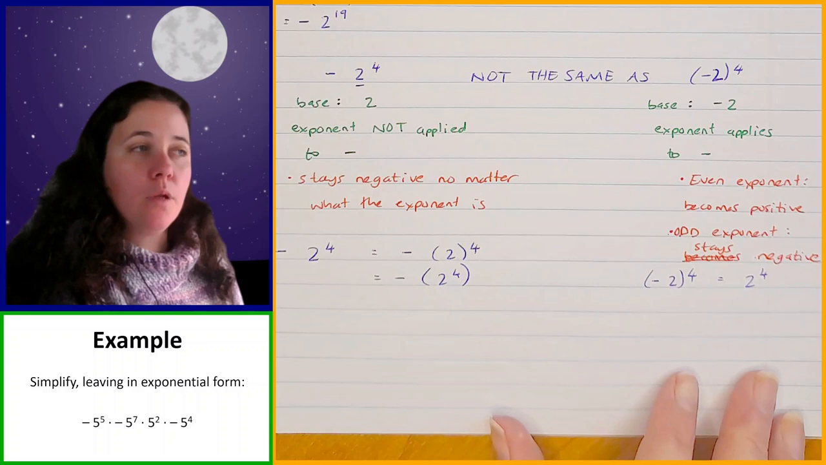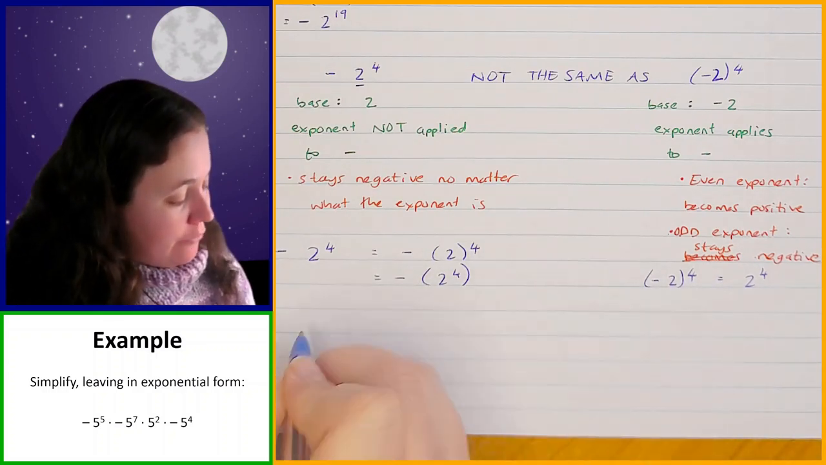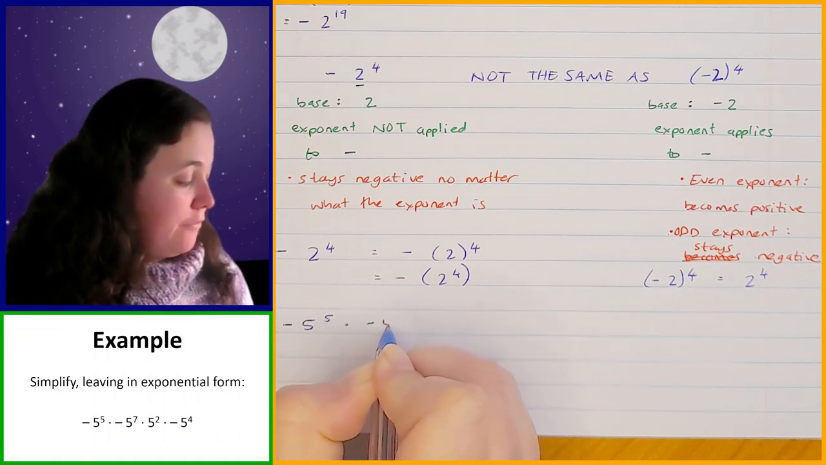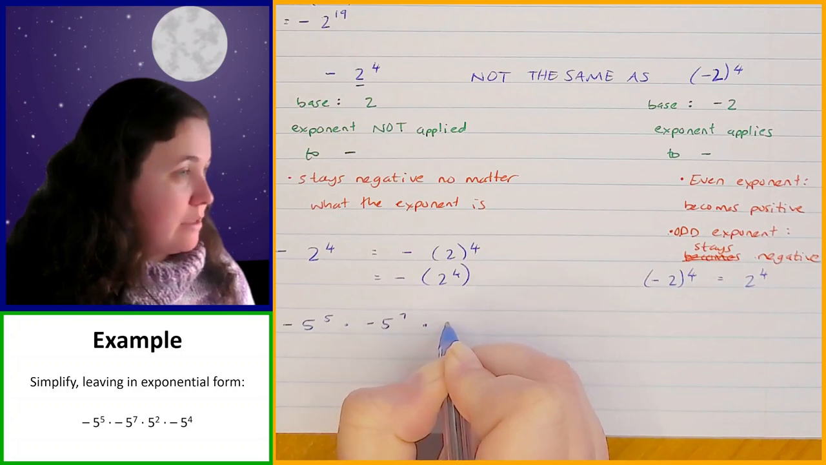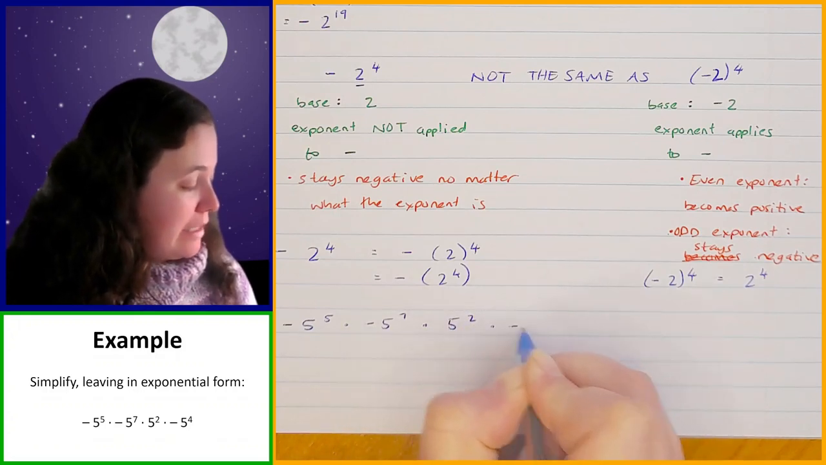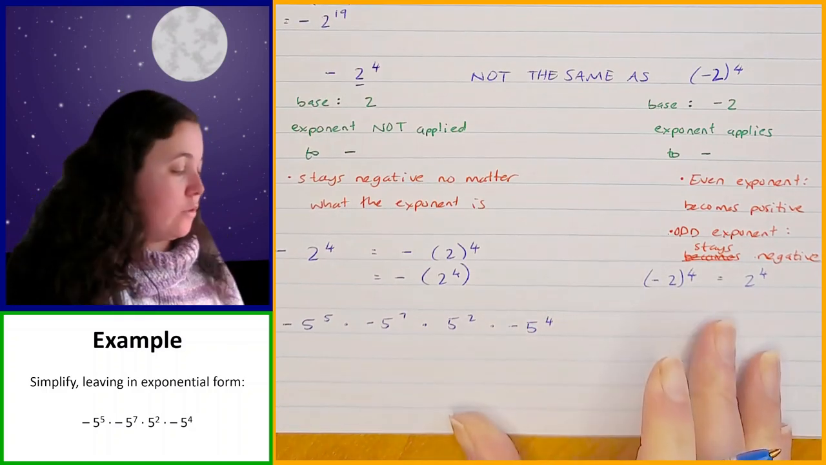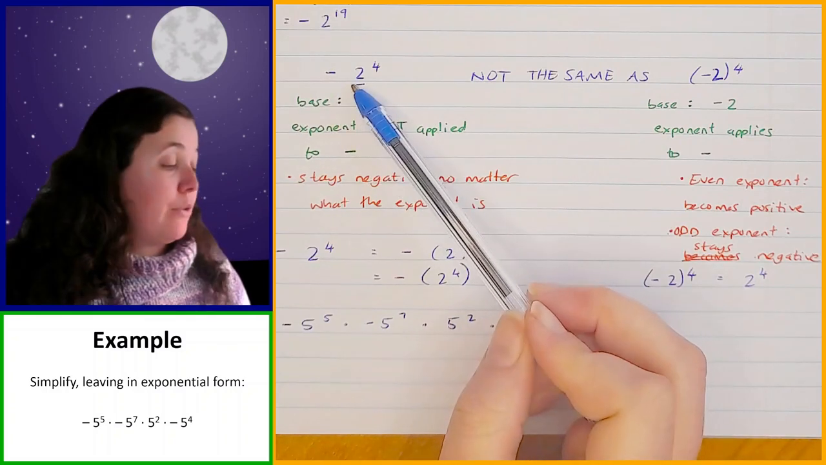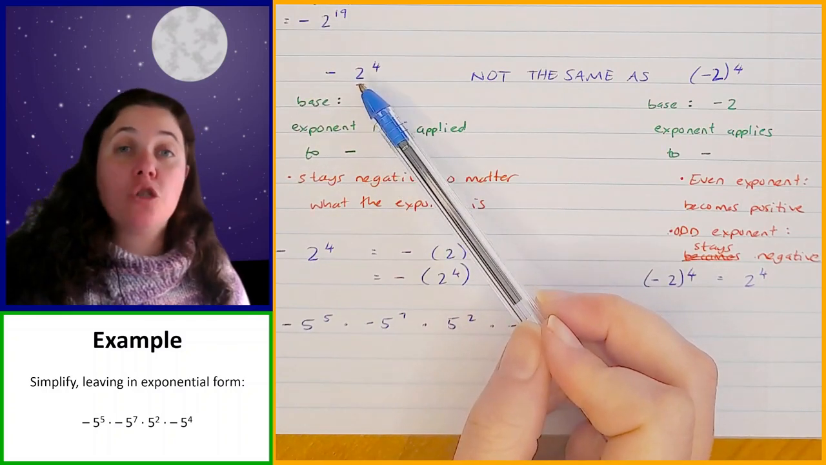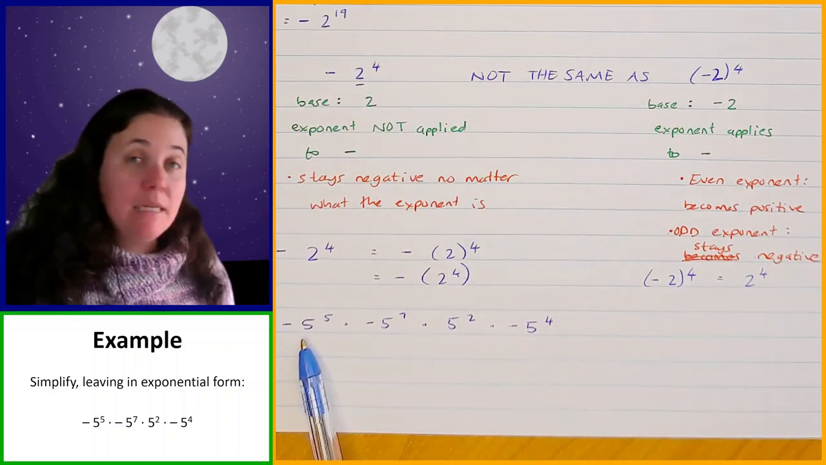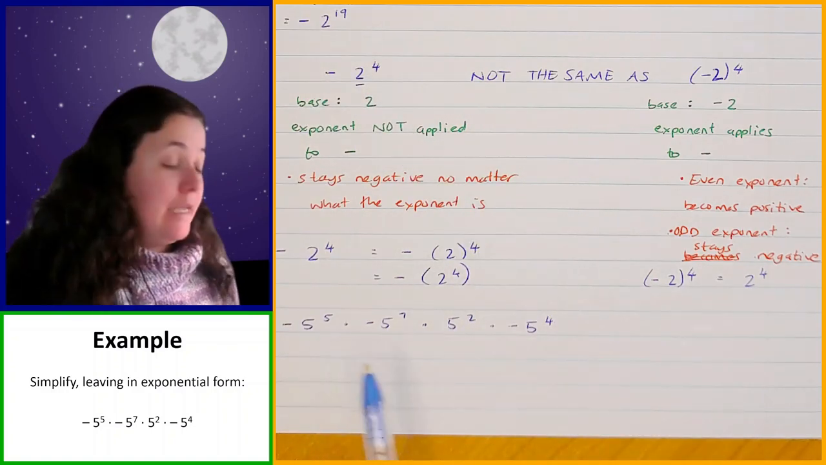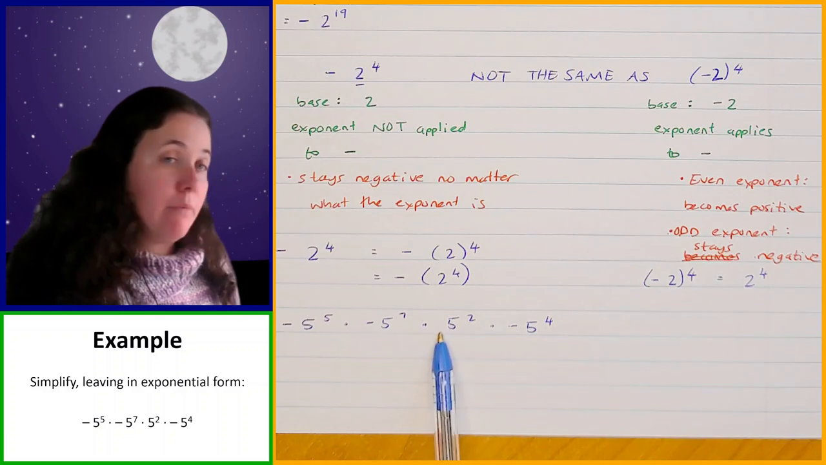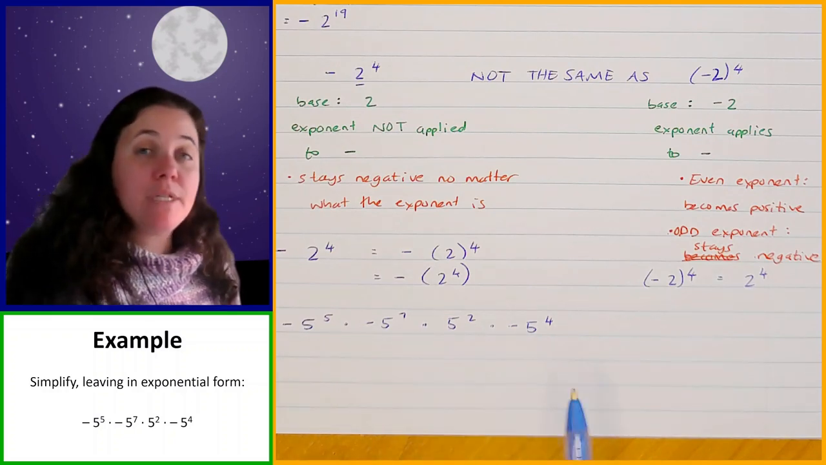So in this example, we have negative 5 to the power of 5, times negative 5 to the power of 7, times 5 squared, times negative 5 to the power of 4. Now remember what we just said, that where the negative isn't inside the brackets, the base is 2. So over here, my base is 5. It's not negative 5, it is 5. Here my base is 5, here my base is 5, and here my base is 5. So all of these, even though this one doesn't have a minus and these ones do, all have the same base of 5.